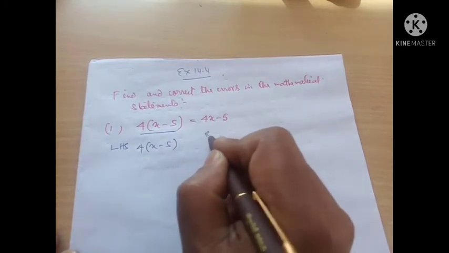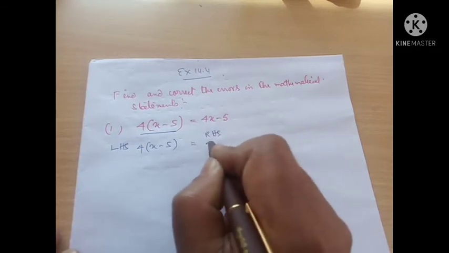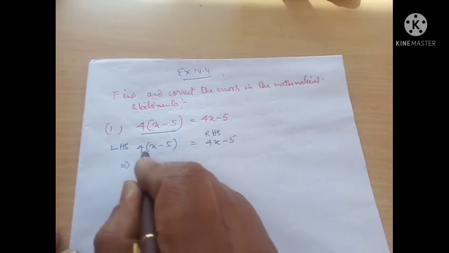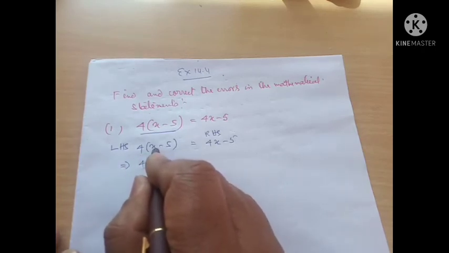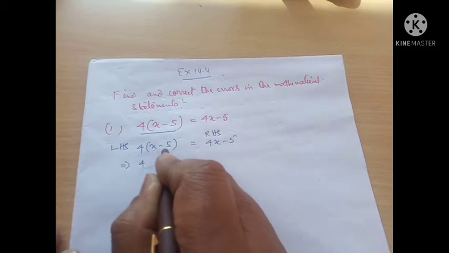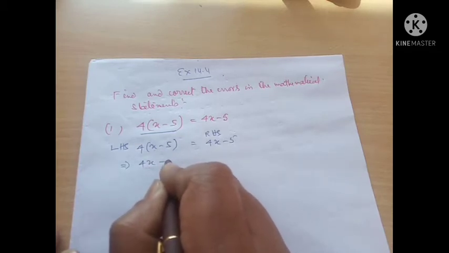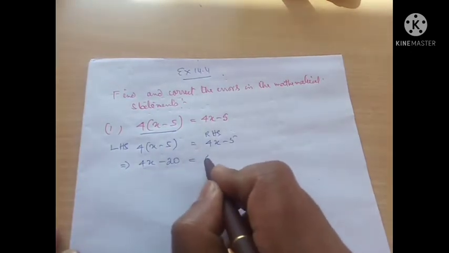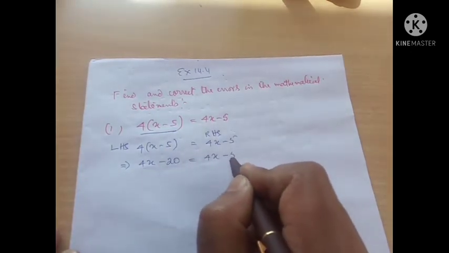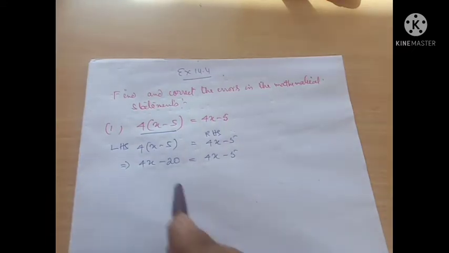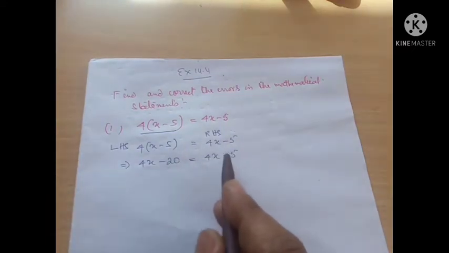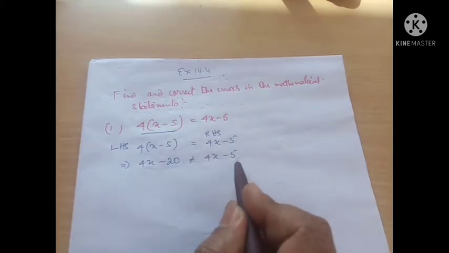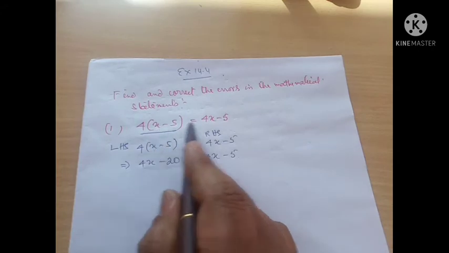This is the right hand side. That is 4x minus 5. If you multiply 4 by 4x minus 5, how much will you get? 4x minus 20. But on the right hand side, you have the answer 4x minus 5. So the left hand side and the right hand side are not equal. So the right hand side is wrong. So the given statement is wrong.